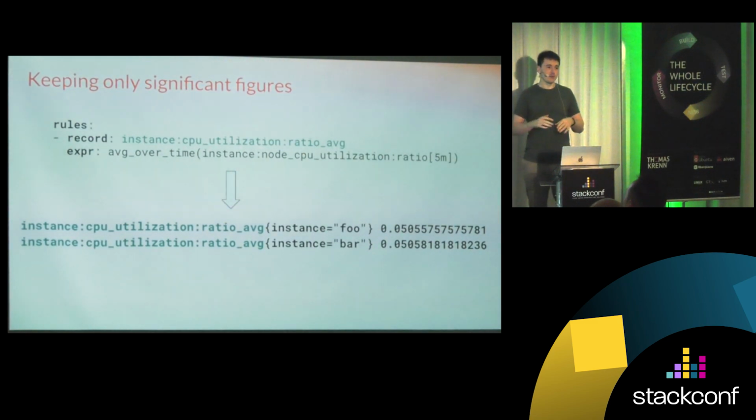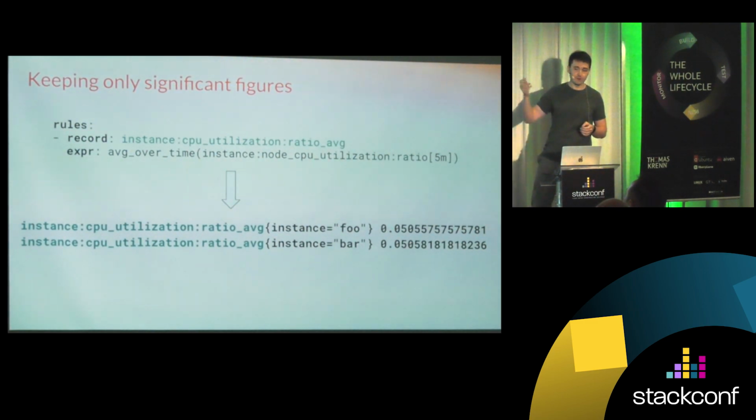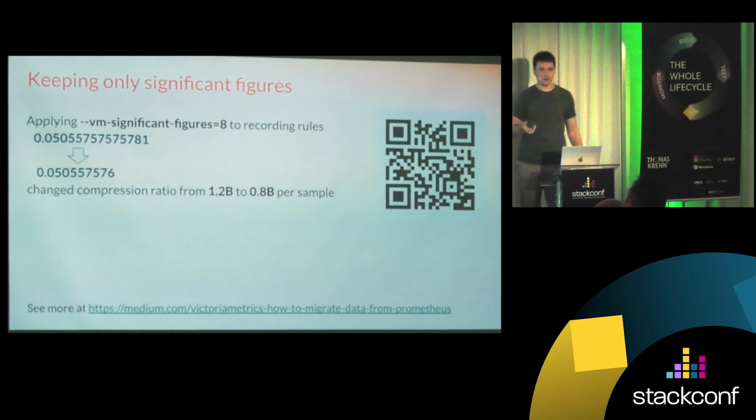Or a different experiment: if I ask you, what is the average CPU consumption of instance bar? What will you tell me? You will likely tell me that it is about 5%, like 0.05, not all the digits of this number. So this is exactly what I mean by significant figures.